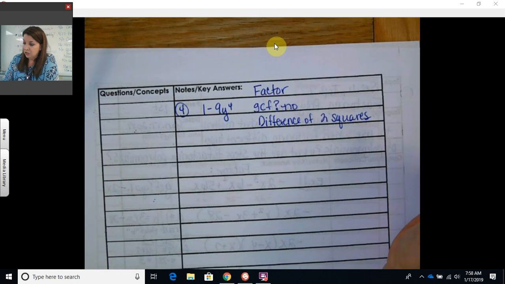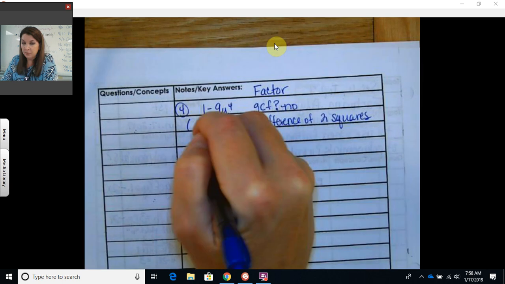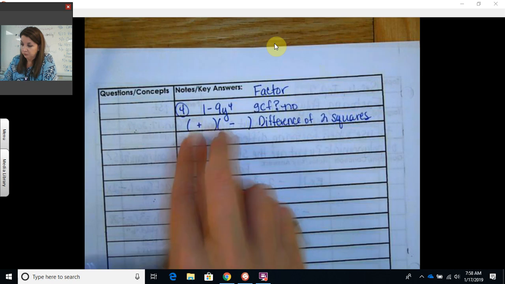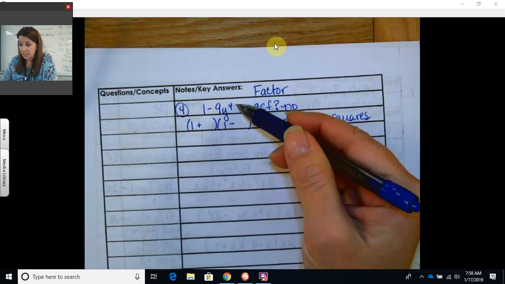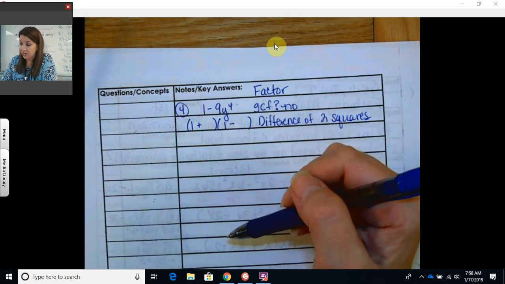So difference of two squares, we know we make two sets of parentheses. One gets a plus, one gets a minus. The square root of the first term is the first term in each set. So what's the square root of my first term? The square root of the second term is the second term in each set. 3y squared.